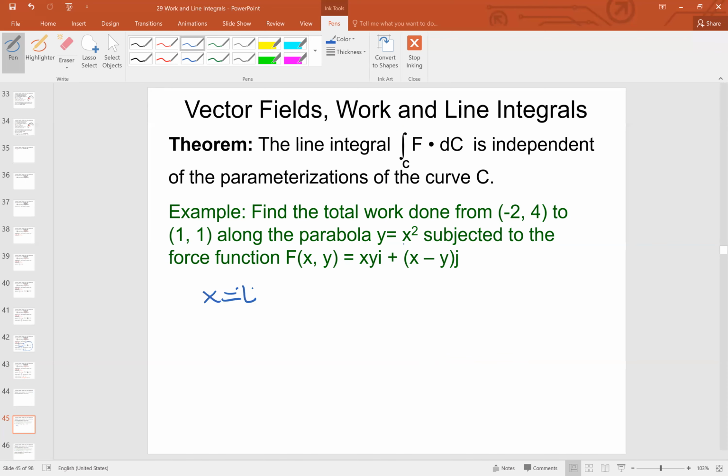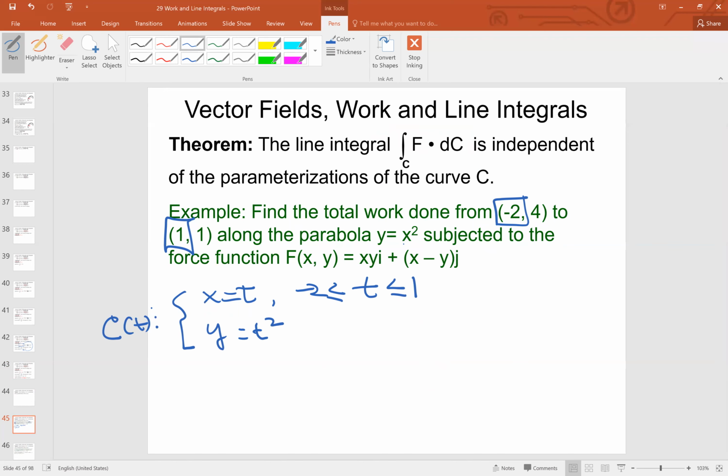Okay. And then if x is t, where does the x come from, where does it start, and where does it end? That's the value of the t. Okay, and then what's y? Y is the formula t squared, as is. So this will be the parameterization of C, the curve C of t, the standard way to do it.